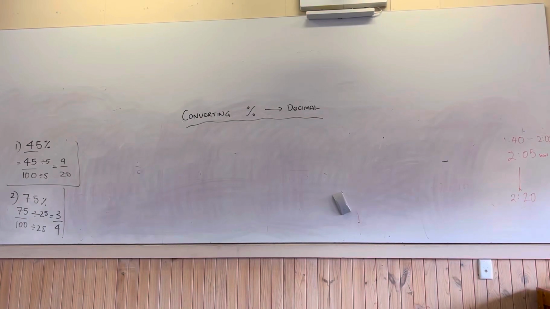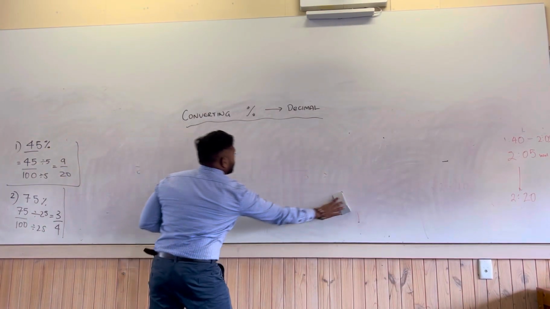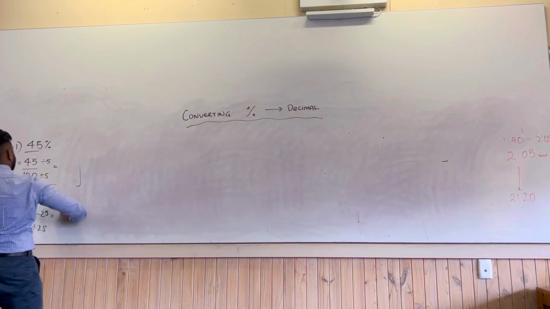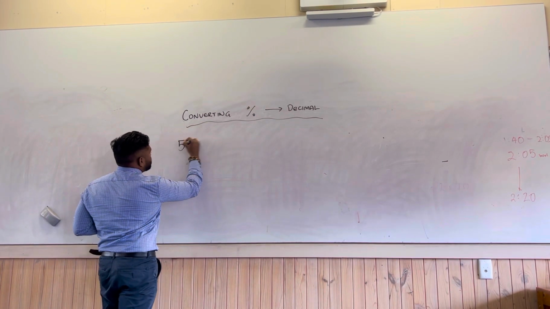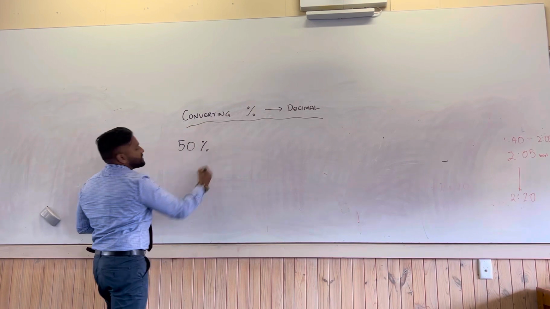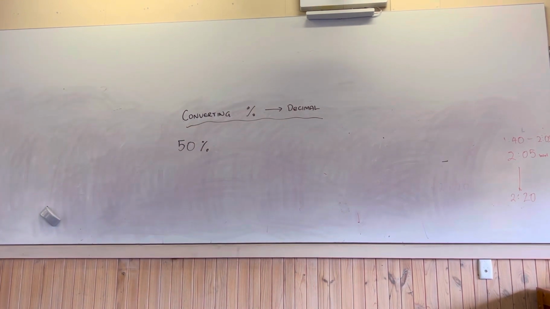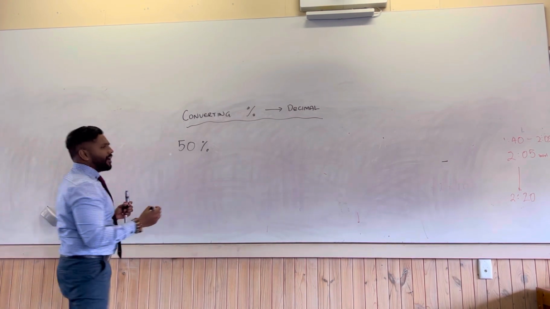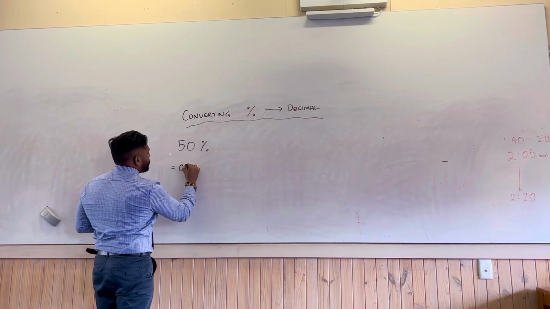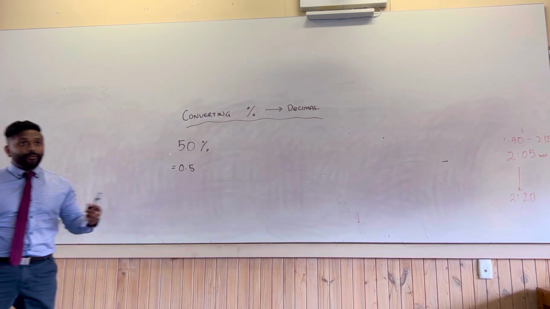Okay, I'm going to go through one example. If it says, for example, 50%, what is that as a decimal that you may already know? 50 over 100. What's that as a decimal? 0.5. We know that as 0.5, but we've got to show how we get there.